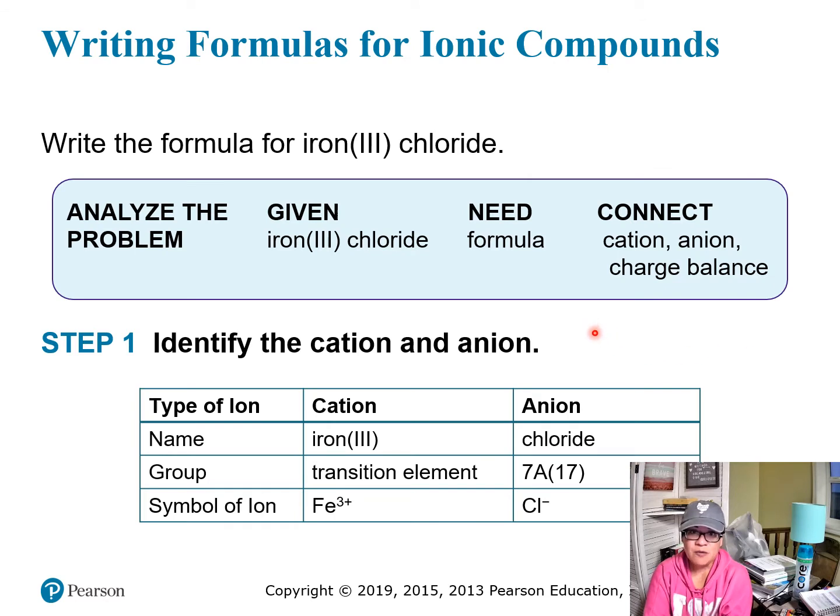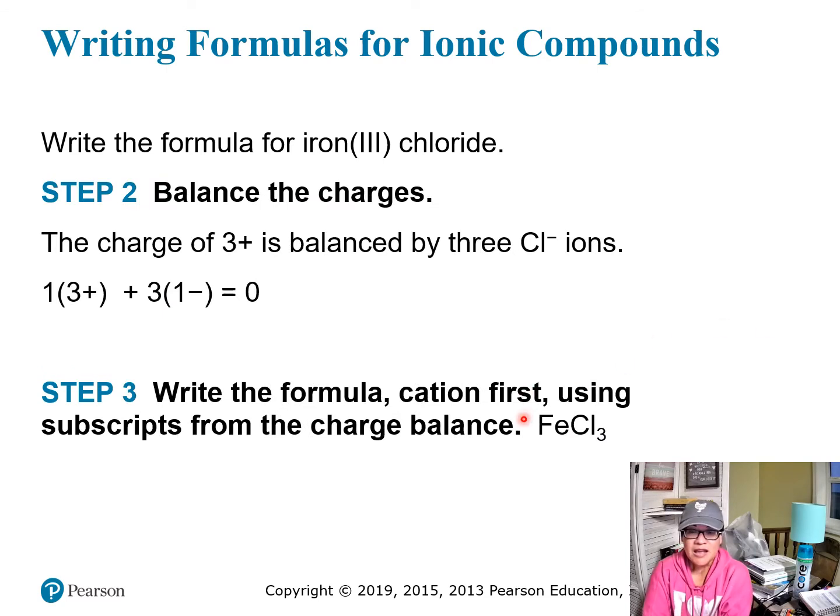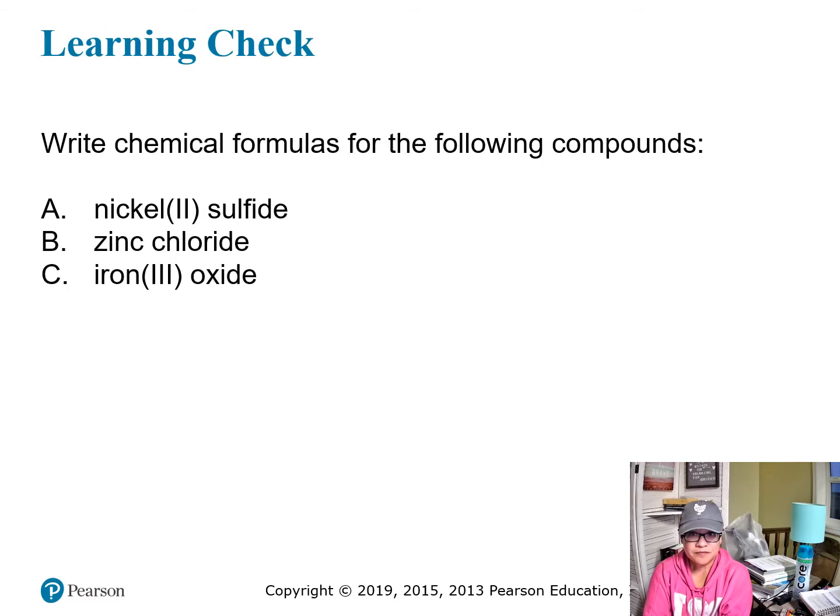Okay, let's see how we do on this one. So here's our name, iron 3 chloride, and we have to make the formula. So if we have iron 3 chloride, that means that we're using Fe3+, and then chloride is always 1-. And you switch the charges, so your final formula is FeCl3. Let's see if you can write the formulas for these three.